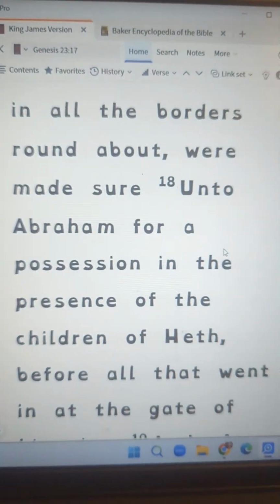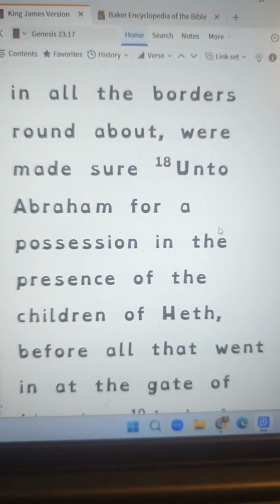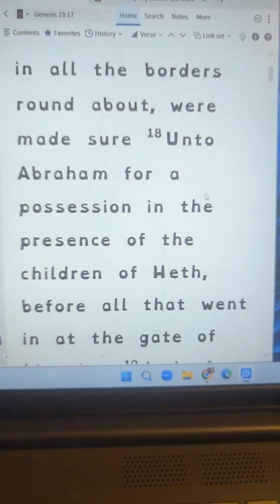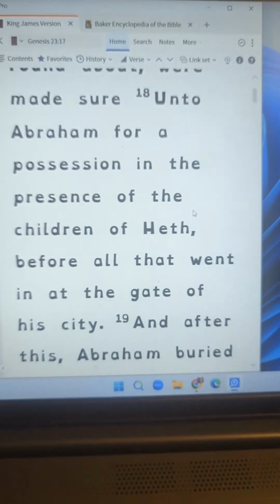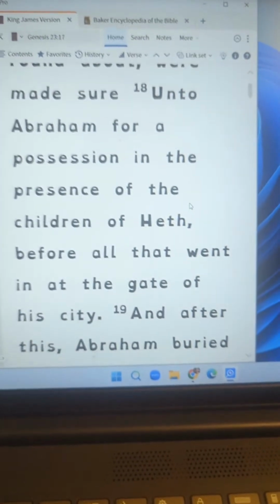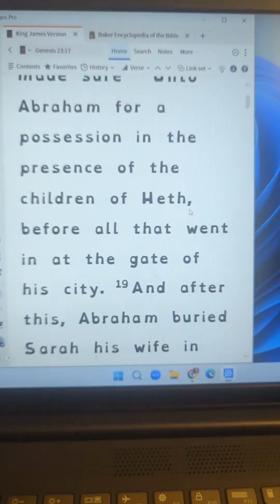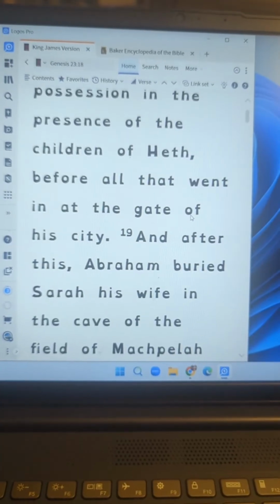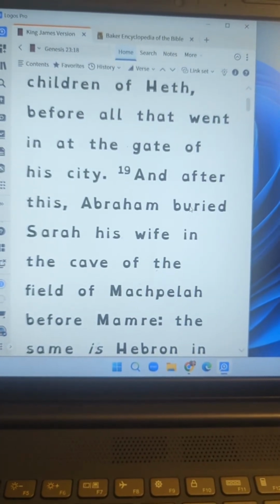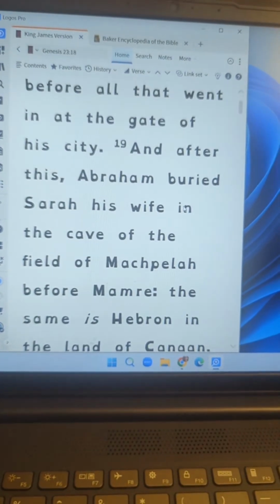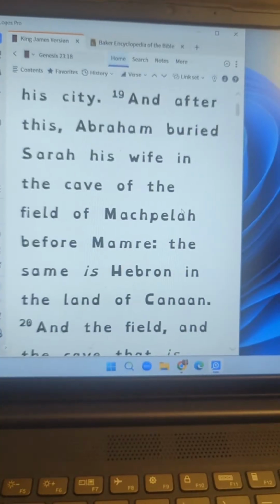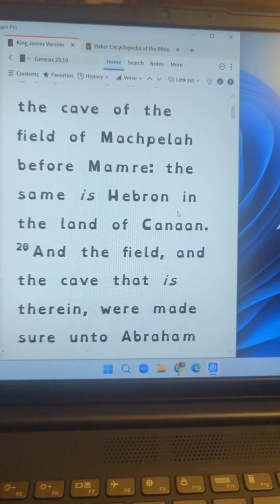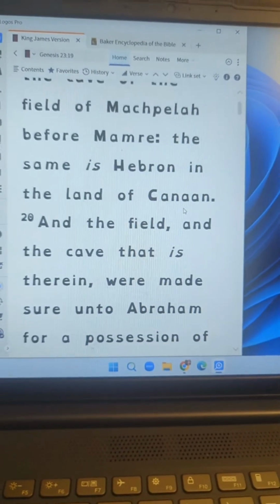Unto Abraham for a possession in the presence of the children of Heth, before all that went in at the gate of his city. And after this, Abraham buried Sarah his wife in the cave of the field of Machpelah before Mamre, the same is Hebron in the land of Canaan, and the cave that is therein were made sure unto Abraham for a possession.